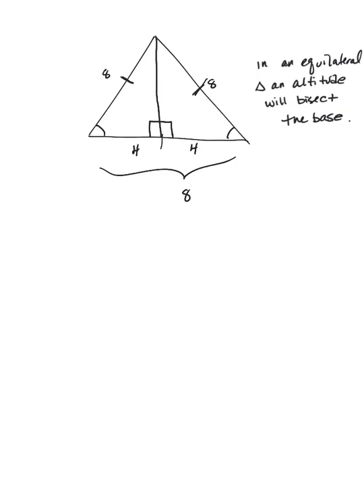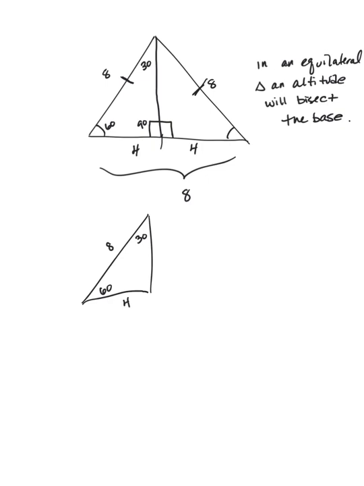Okay, now, this angle is 60. This angle is 90, obviously, because it's a right angle. That leaves this to be 30. So now I'm going to take this half of the triangle out of the picture. So I have 60, I have 30. I have 8, I have 4.